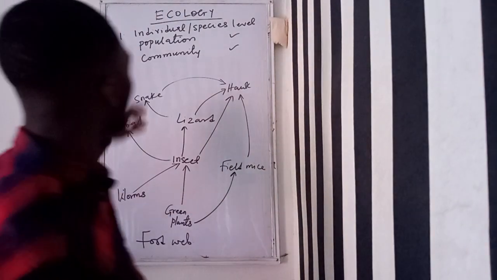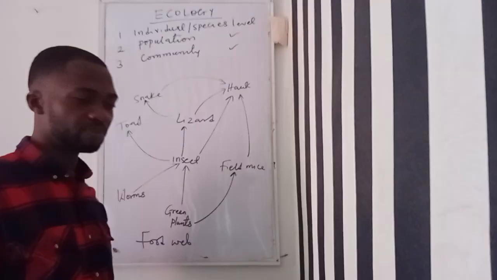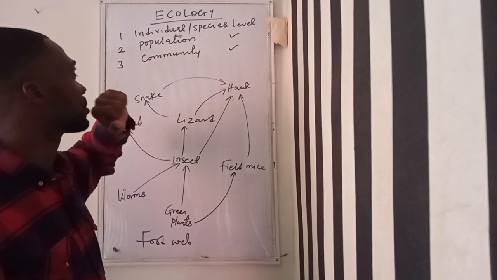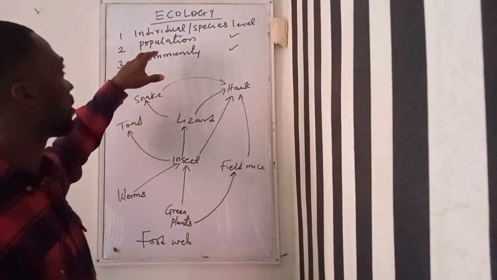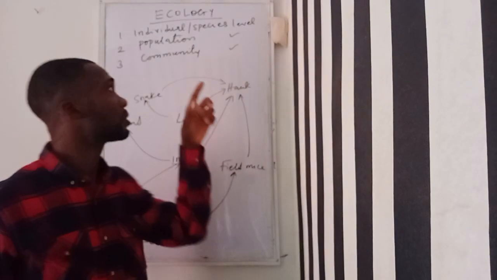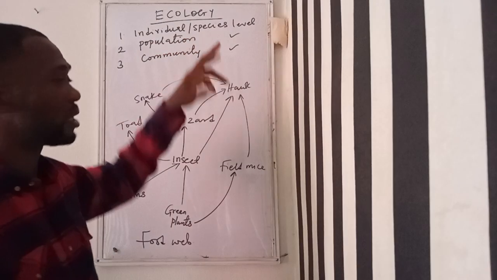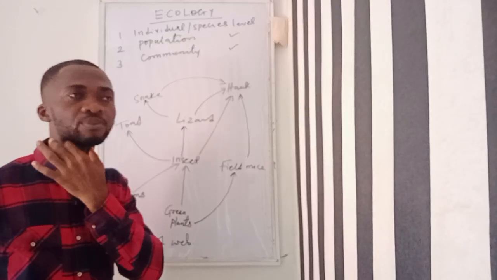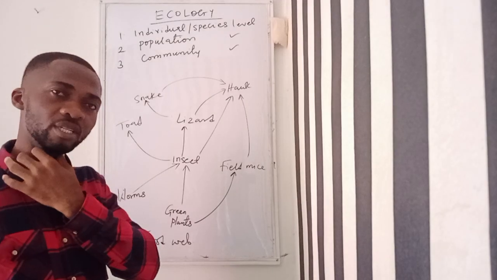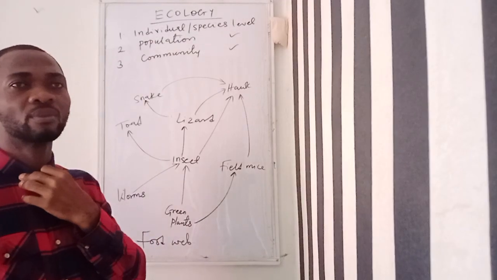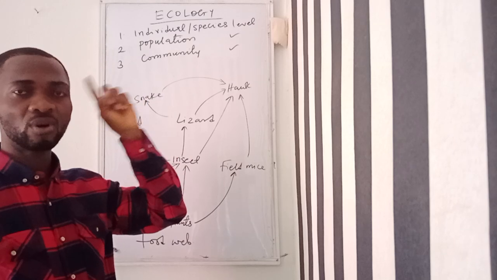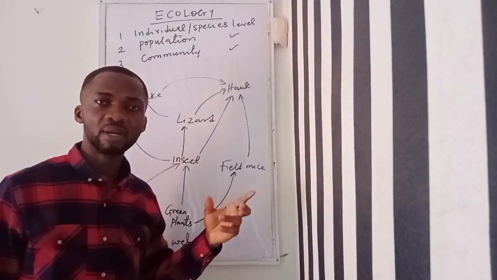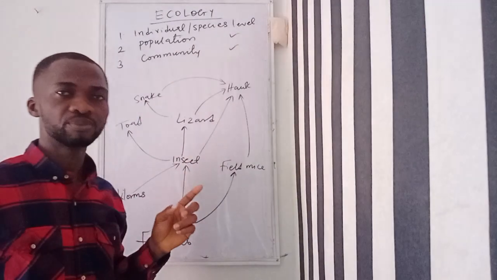All right. So, when it comes to ecology, the study of ecology can be done at three different levels. We'll have the individual level, the population level, and the community level. The individual level is the lowest level in ecological studies. It's called the individual or species. That is one single organism, and this single organism could be a plant, an animal, or a microorganism.